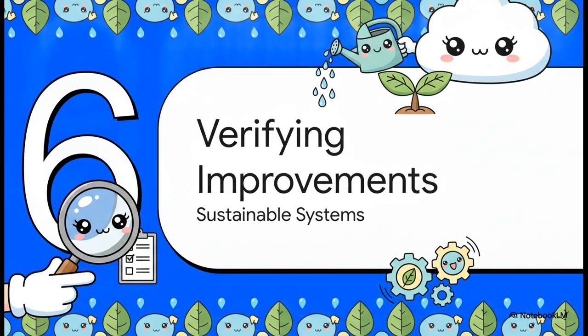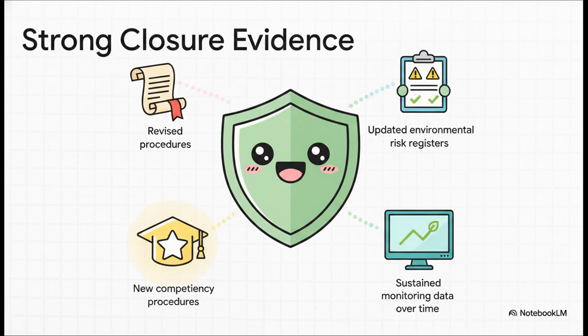And finally, Section 6, verifying sustainable system improvements. As a lead auditor, you don't just take the company's word for it that a problem is fixed. True closure requires undeniable proof. Looking at our digital dashboard, we want to see revised procedures actually rolled out across all sites, updated risk registers, new competency records, and, crucially, sustained monitoring data over a period of time. We need hard proof that the organization is tangibly better protected today than it was yesterday.